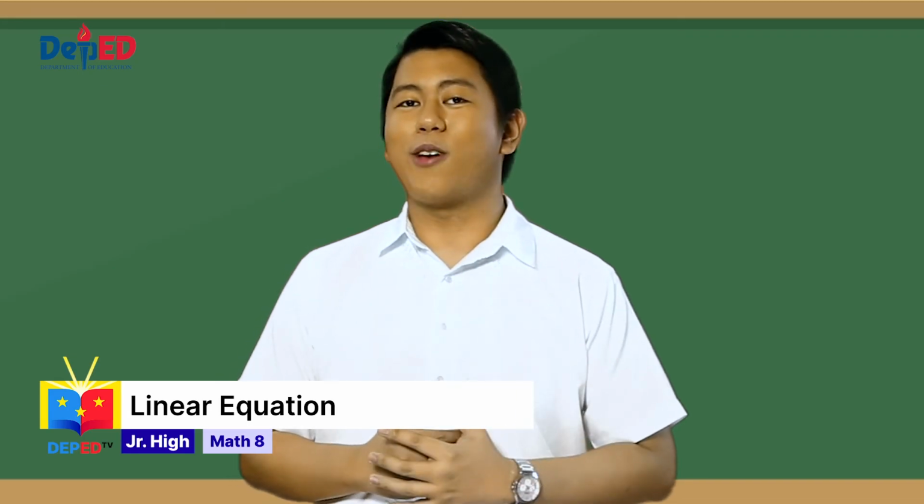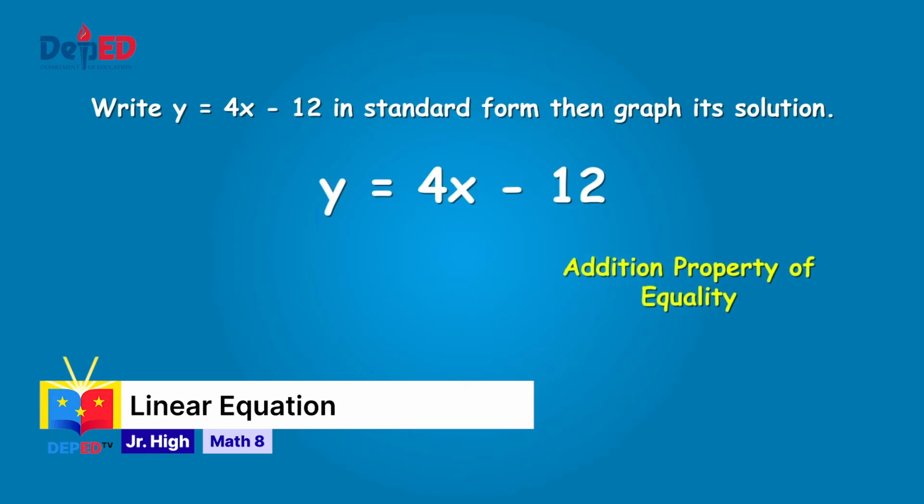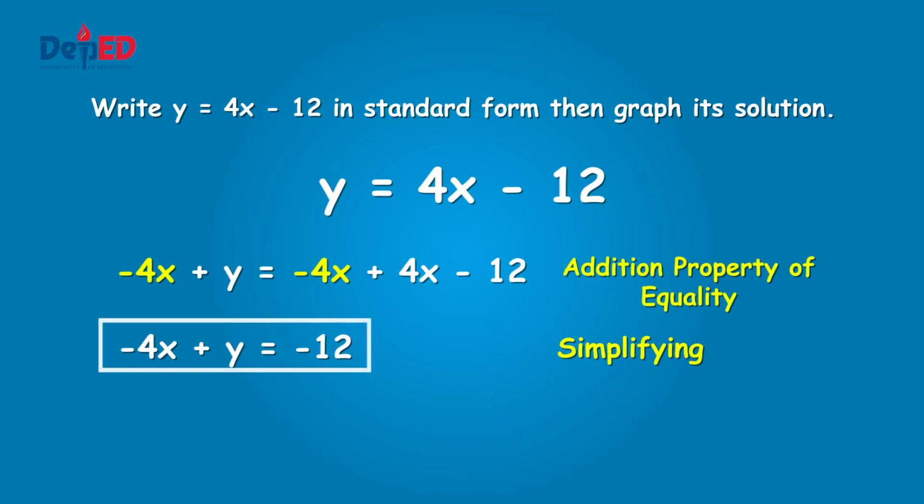Let's have another equation. Write y equals 4x minus 12 in standard form, then graph its solution. We want to arrange the x term and y term on one side together. So by the addition property of equality, we add -4x on both sides of the equation. And by simplifying, we will have -4x plus y equals -12, which is now the standard form of the equation.